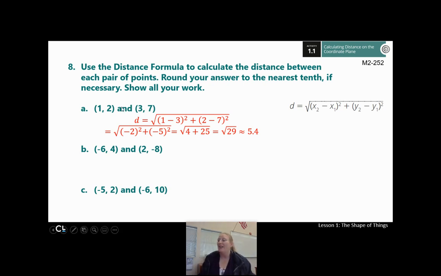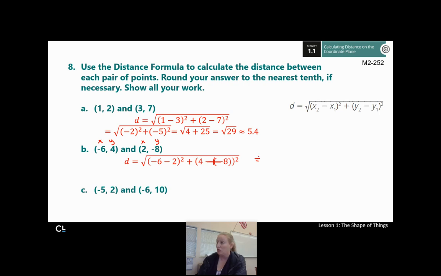Let's check it out. So x coordinates and y coordinates, right? The x's go together. So negative 6 minus 2. The y's go together. So 4 minus a negative 8. Watch out for the double negative. Ooh, and so the double negative does become a plus sign. So watch out for that.